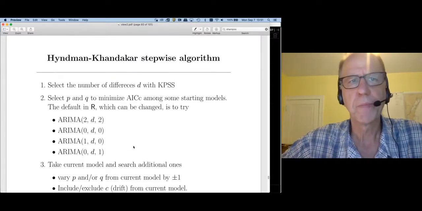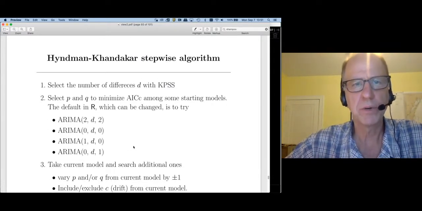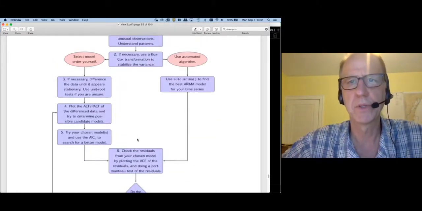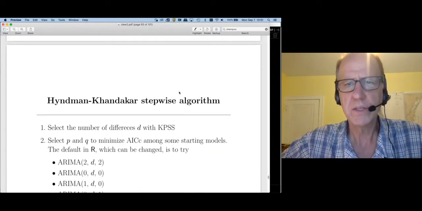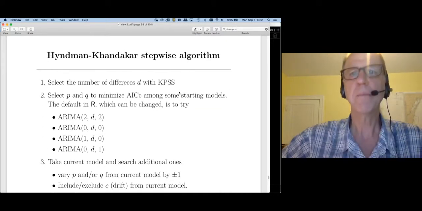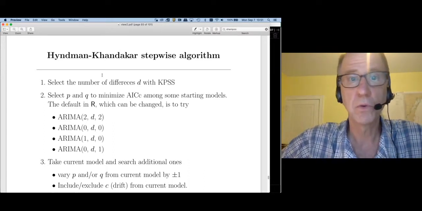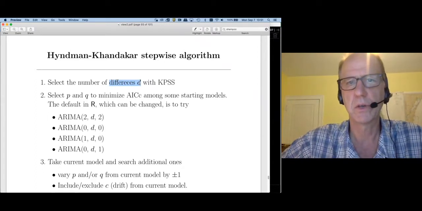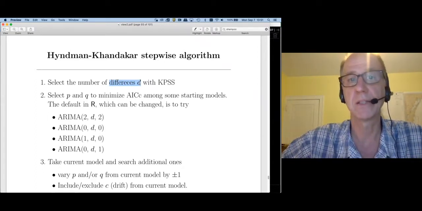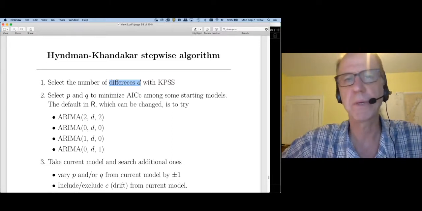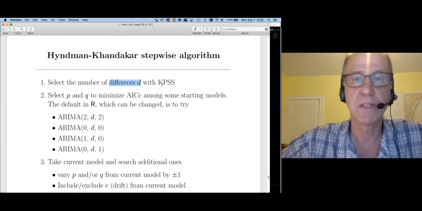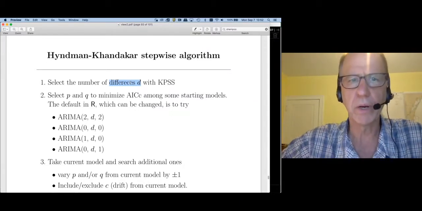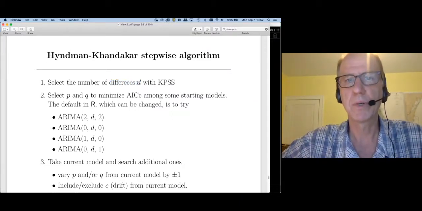I'd like to illustrate this procedure on a real data set, but before I do that, I want to talk a little bit about this right path. What is this stepwise algorithm? The way stepwise works is it's going to go find differences automatically. It'll do a KPSS test on the raw data. If it finds it's non-stationary, it will take a difference. KPSS test again. If it finds that it's still non-stationary, it will do a second difference. At this point, we will have found our parameter D.